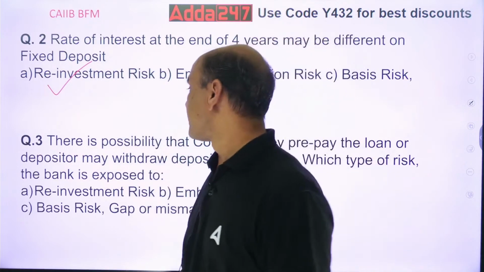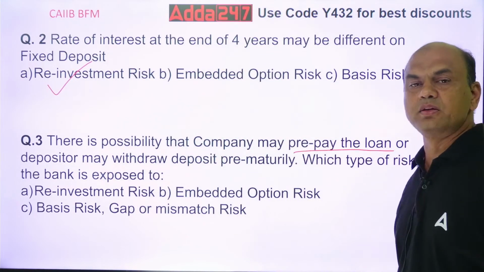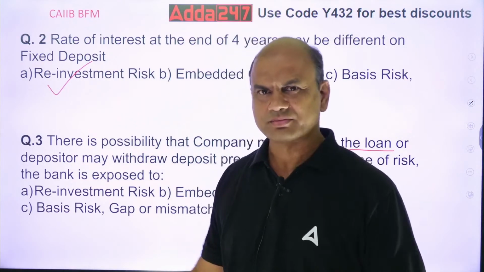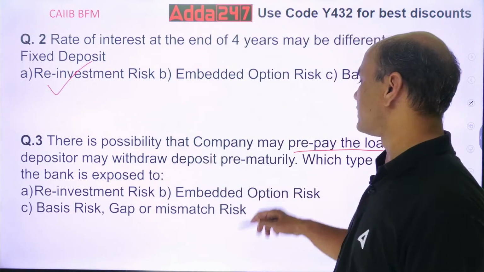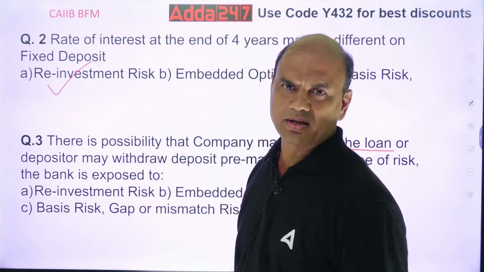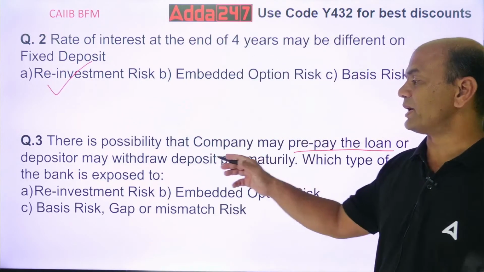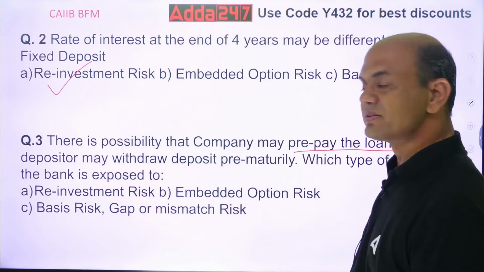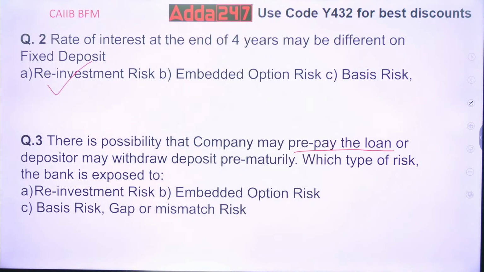Okay? There is a possibility that a company will prepay the loan. Means this company to whom you have given the loan, that loan will be prepaid. The company says, see, I don't want your money, take it back. Or the depositor may withdraw deposit prematurely. So now depositor might come to you, say, take this FD, give me my amount back. What is that called as? Which type of risk is the bank exposed to? Reinvestment, embedded option, basis risk, gap risk or mismatch risk? Yeah, what is it called as, everyone? What is it called as? Yes, fast.